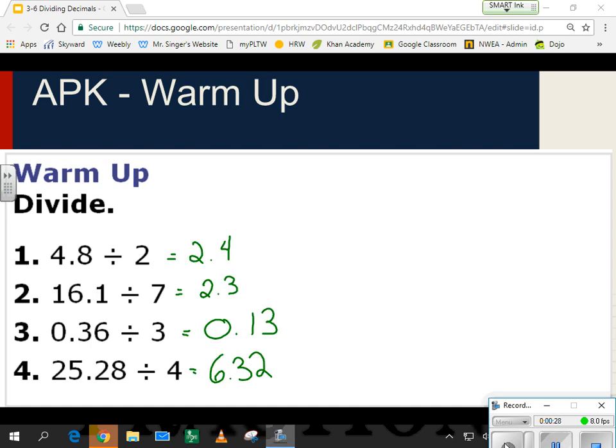And here are the answers to your warm-up. So hopefully you're able to figure these out pretty well. Remember, the trickiest thing is making sure you write the decimal in the quotient in the right spot. After that, all the numbers just kind of fall into their place value. All right, let's get rolling into the new stuff.